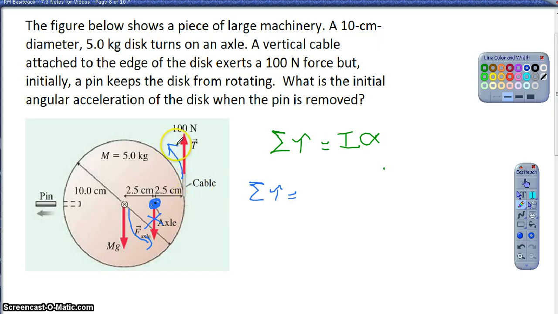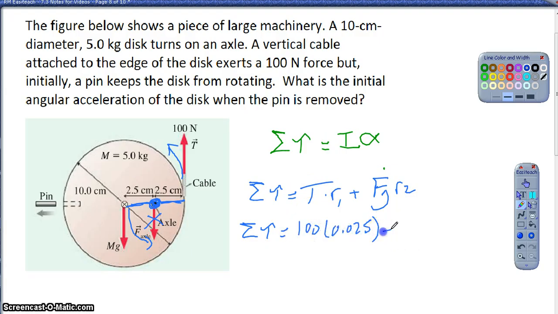So the torque of this tension here, tension times radius, plus the torque caused by the force of gravity, the force of gravity times that radius. I'll call this R1 and this R2, where the radius is the distance away from the pivot point. In this case, it's actually pretty easy to find our net torque. Our net torque is just going to be the tension, which is 100, times 0.025 meters, plus the force of gravity, 5 times 9.8 times 0.025 meters.